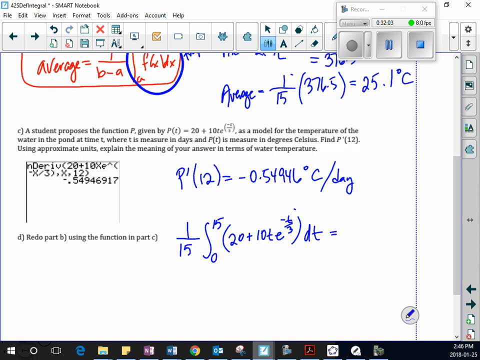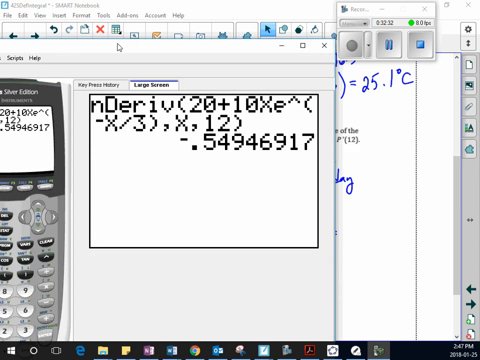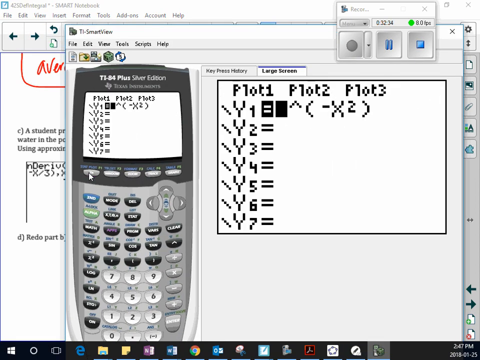So here's how you save time on the AP exam. If you know you have to use this equation more than once, it's faster to type it into y1. And then when you're typing this, just use y1. And I'll show you what I mean. So do you see y1 here?